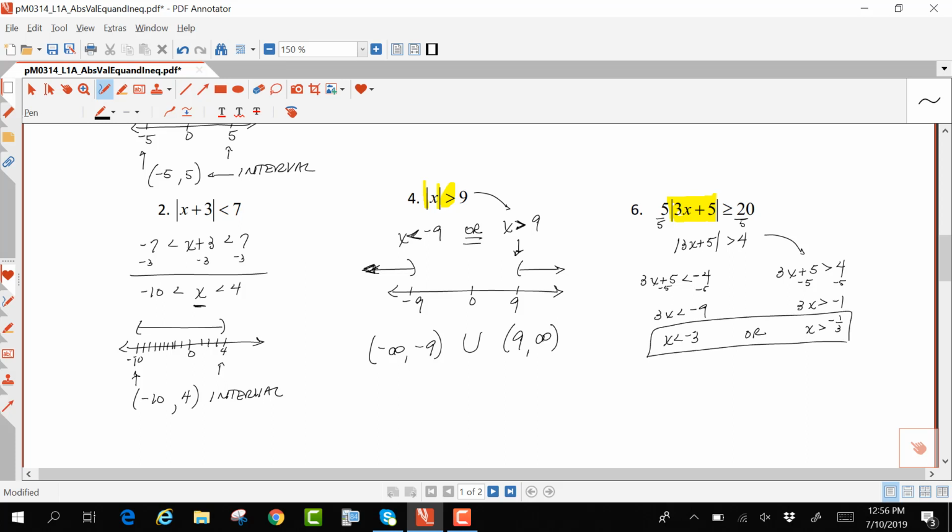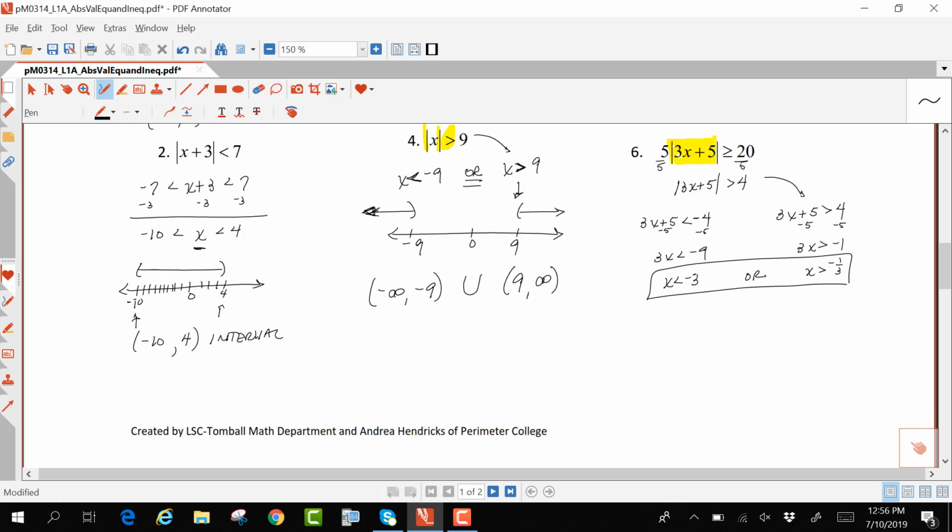Now I need to graph it, and I need to write it in interval notation. So draw a number line, making sure that I get these two numbers on here, the negative 3 and the negative 1/3. It's kind of estimated in there. So x greater than negative 1/3, that arrow is to the right, so I go to the right of the negative 1/3. x less than negative 3, the arrow is to the left, so I go to the left of the negative 3.